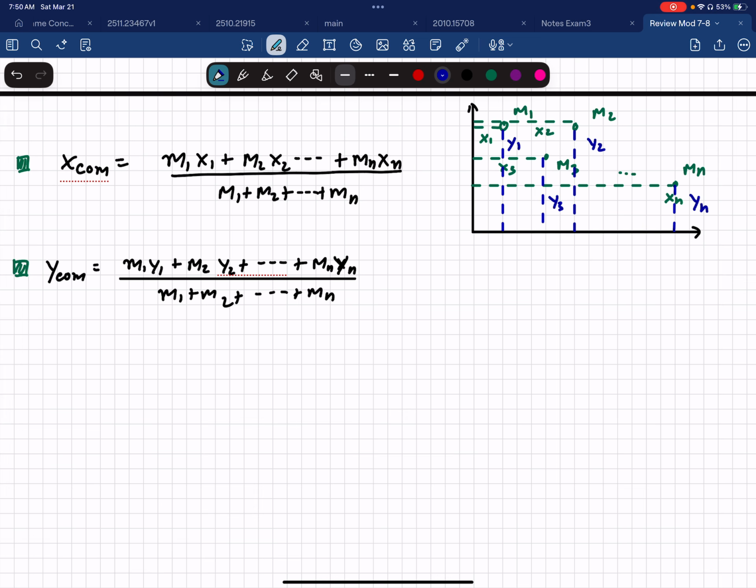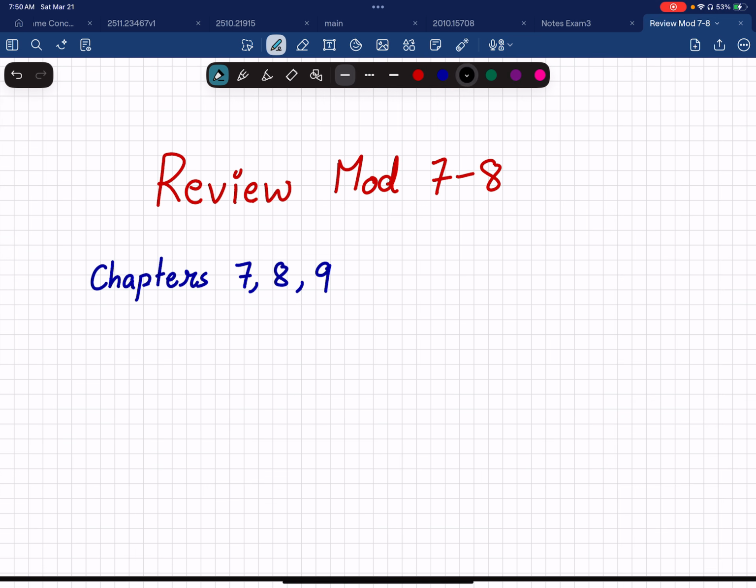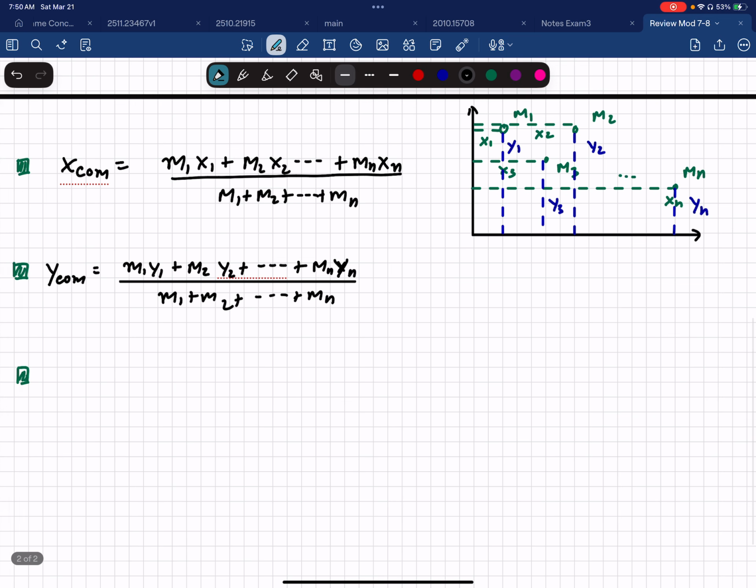Now, if you want to write both of them in one go, which is the vectorial form, which is the actual thing, we go for the R center of mass, which is nothing but the x center of mass in the x direction plus the y center of mass in the y direction. That's it.